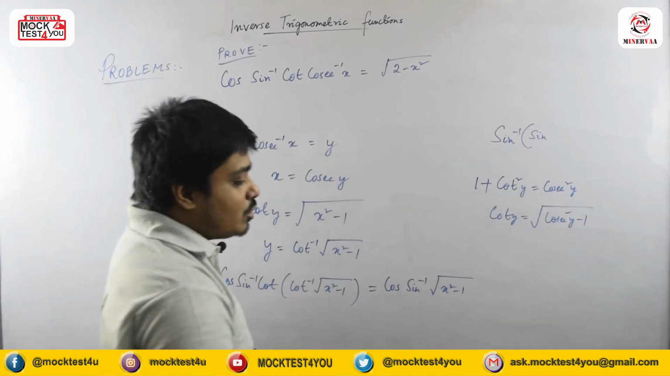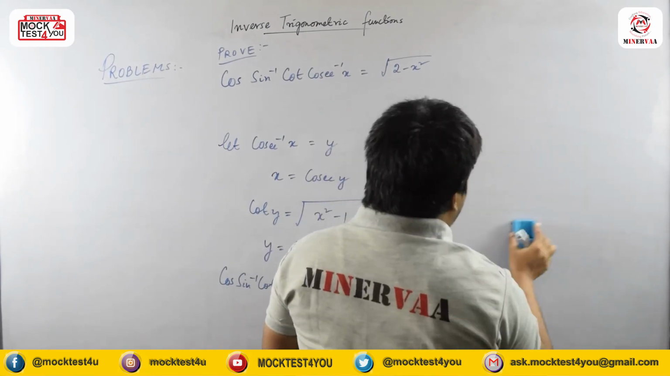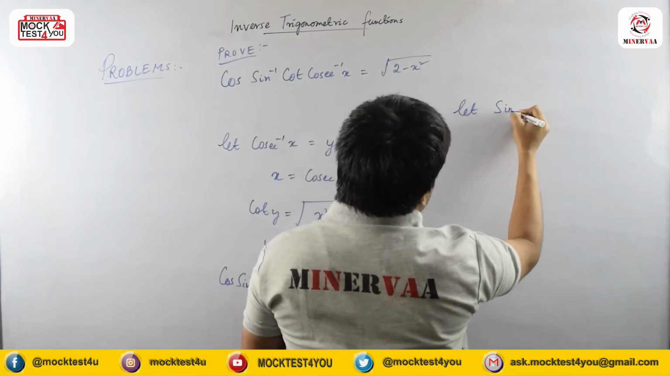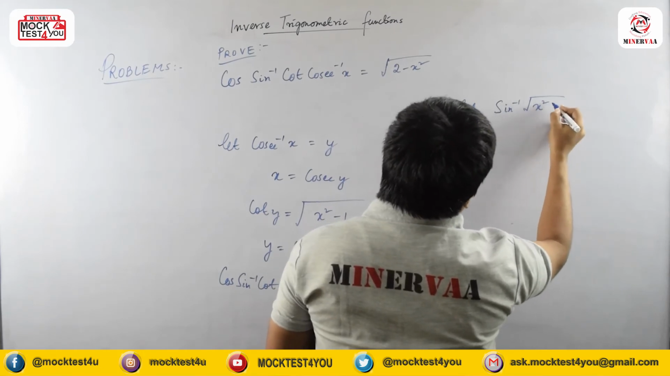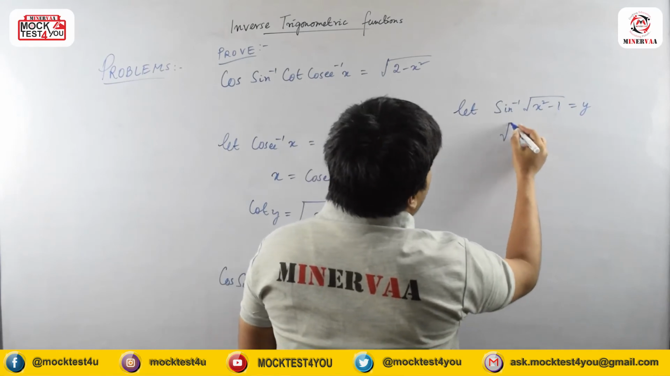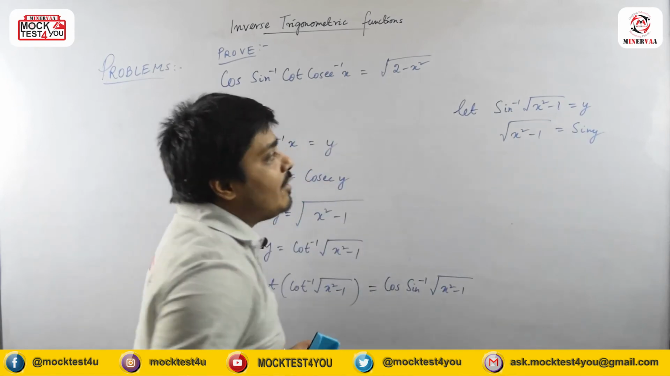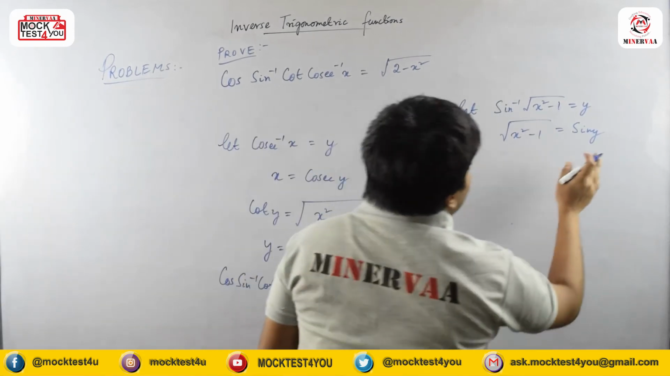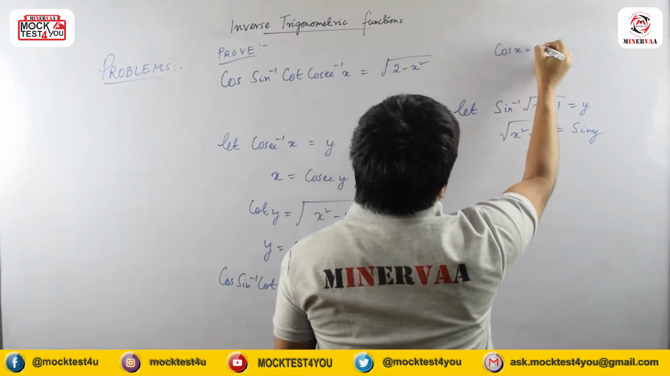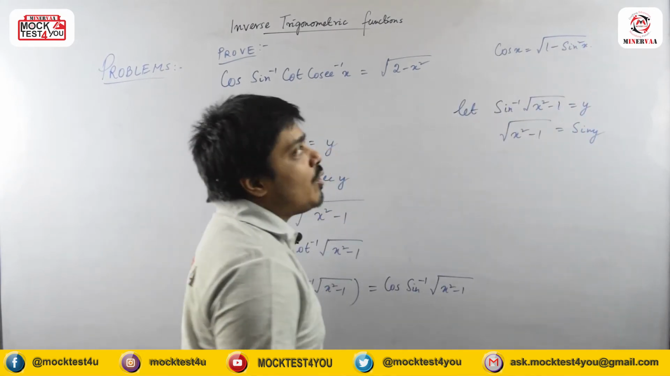So let us see how will I do it. The same way we'll do. So what I will do is, I will write let sine inverse root over of x square minus 1 is equal to y. So root over of x square minus 1 is equal to sine y. This is what we have. Now cos y, from here we know that the formula that cos x is equal to root over of 1 minus sine square x. This is the formula we know, right?